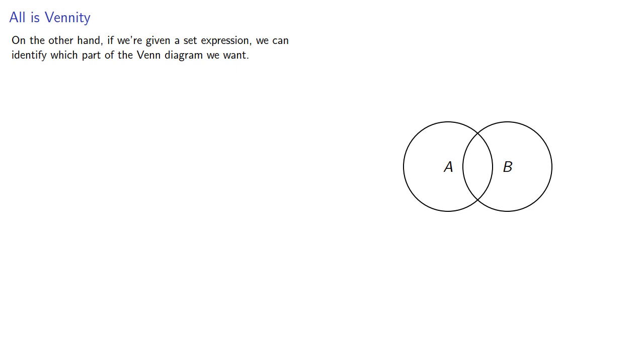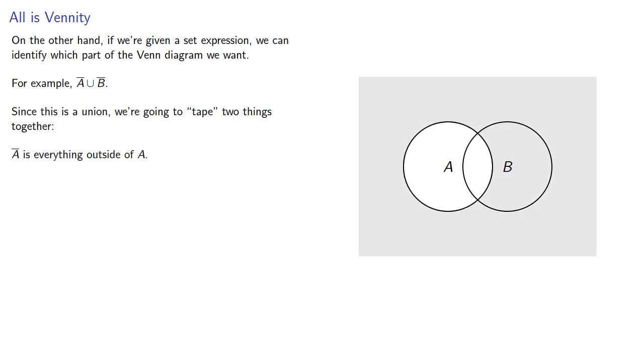On the other hand, if we're given a set expression, we can identify which part of the Venn diagram we want. For example, A complement union B complement. Since this is a union, we're going to tape two things together. A complement is everything outside of A. That would look like this. B complement is everything outside of B. That would look like that.